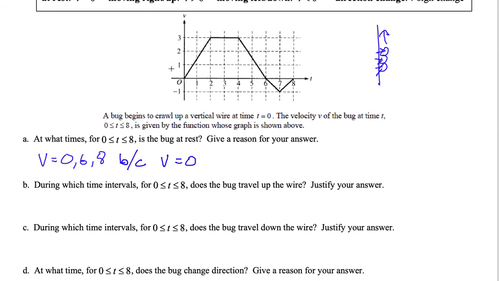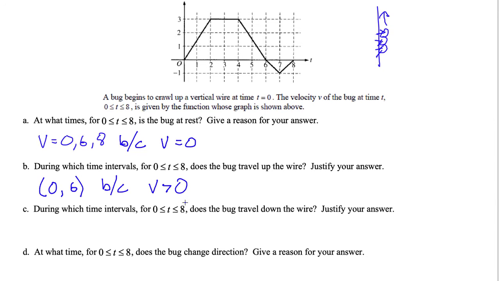Next question. When do I travel up the wire? And assume that since it says it's crawling up a vertical wire, we assume that positive means up. And that makes sense, right? So where is velocity greater than 0? It's greater than 0 anything that has a height greater than 0. Velocity on a graph of velocity is height. So anything in that interval, so anything between 0 and 6. So we say between 0 and 6. Why? Our justification is it's because it's where velocity is greater than 0. It's that easy.